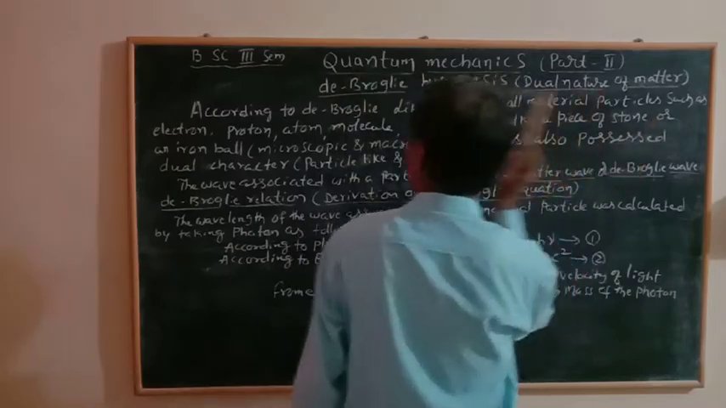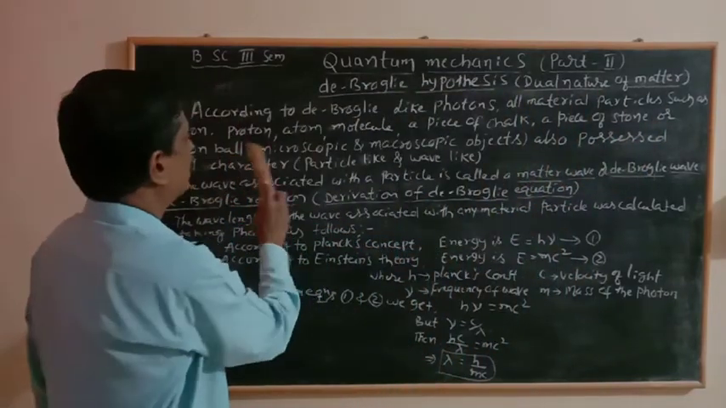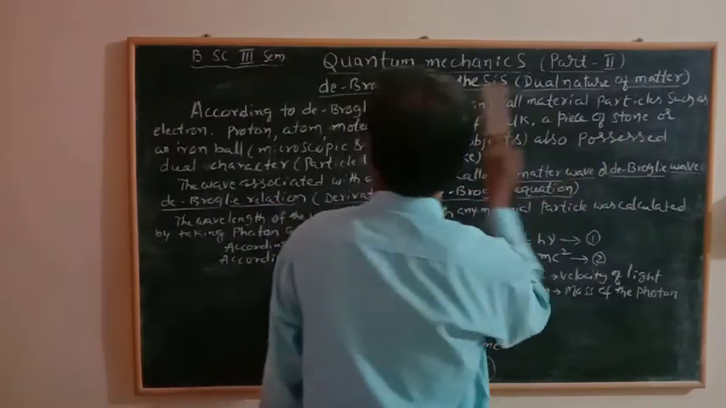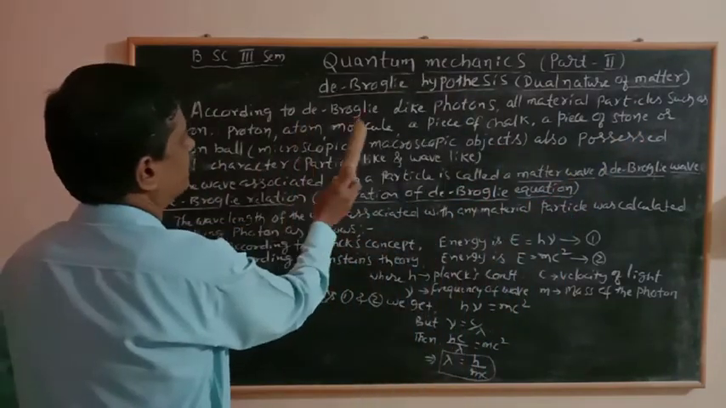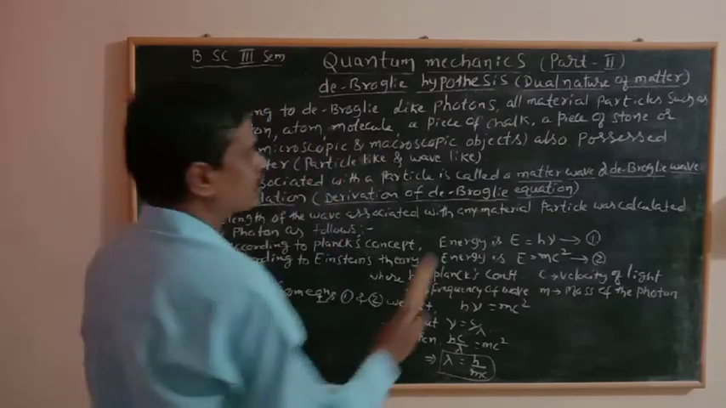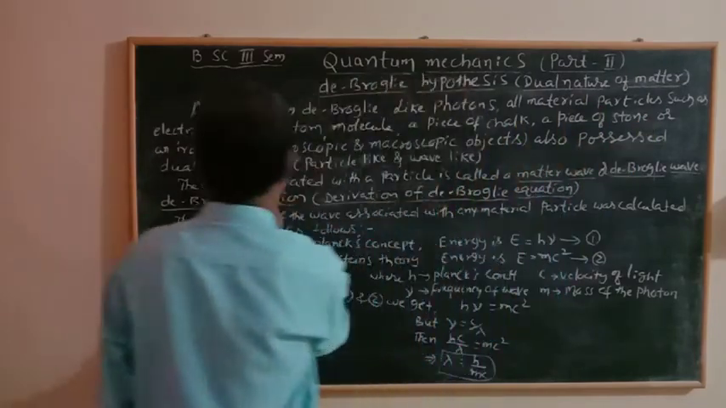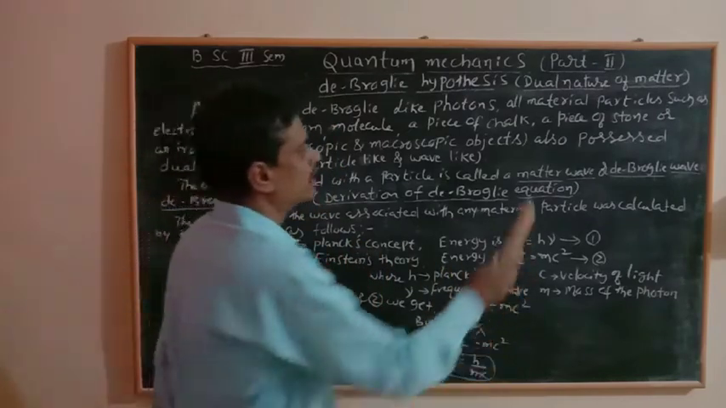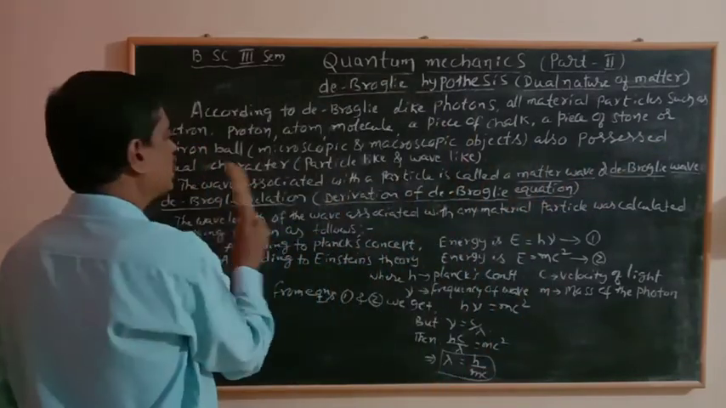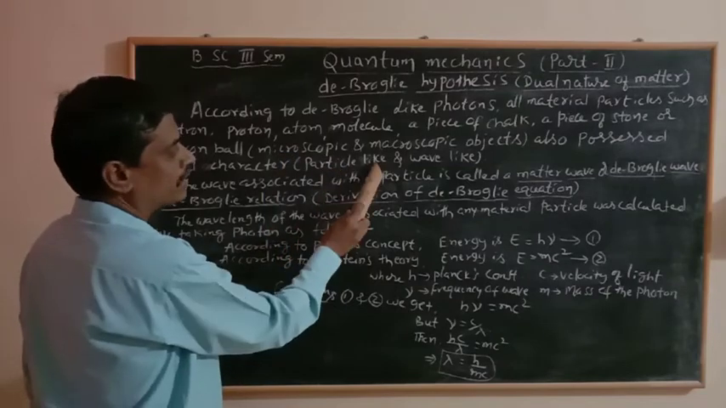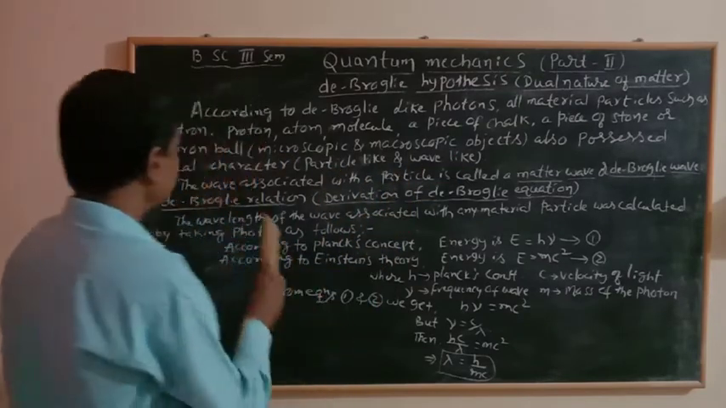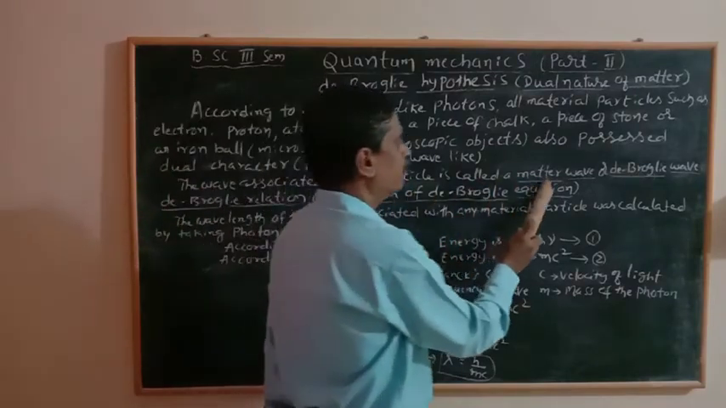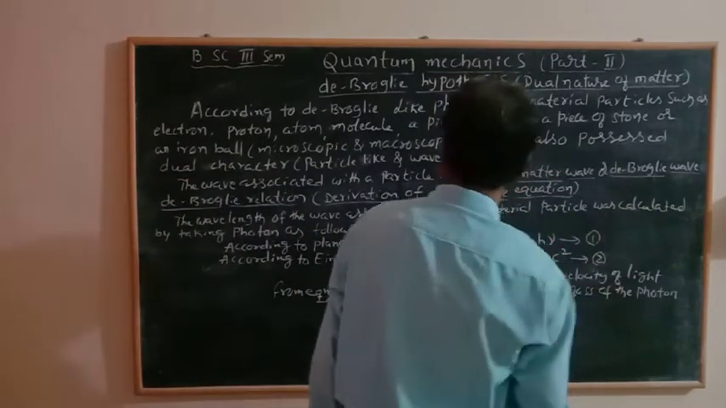of stone or an iron ball, including microscopic and macroscopic objects. So electron, proton, atom and molecule, these are the microscopic particles. Piece of chalk, piece of stone or iron ball, these are the macroscopic particles or objects. Big objects also possess dual character, that is particle-like and wave-like. The wave associated with a particle is called a matter wave or de-Broglie wave.